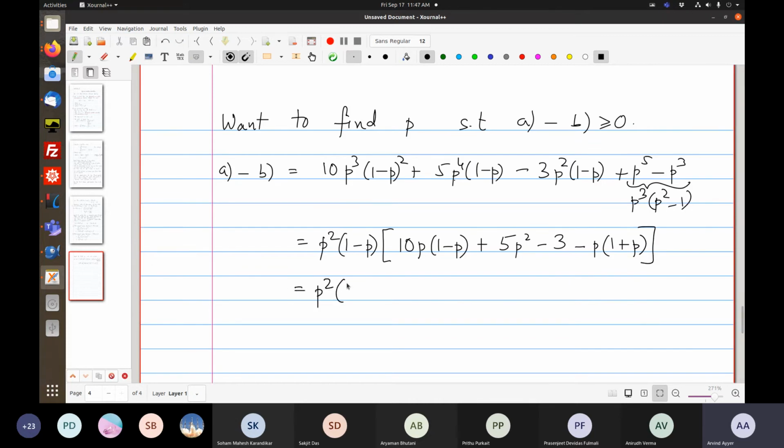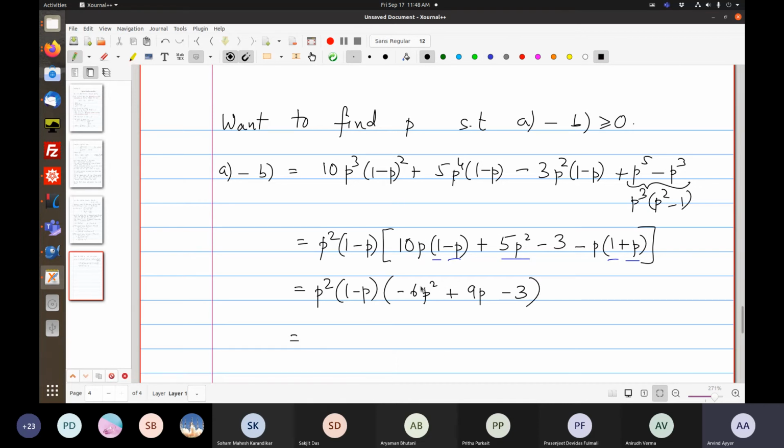And now let me collect common terms. Let me take the p squared term. I have a minus 10p squared here, plus 5p squared, and a minus p squared. So that's minus 11 plus 5p squared, so that's minus 6p squared. So I have collected this and this term. Now let's look at the p terms. I have 10p, and I have minus p. So I have a plus 9p, and I have taken care of this and this term. And now the only term remaining is 3.